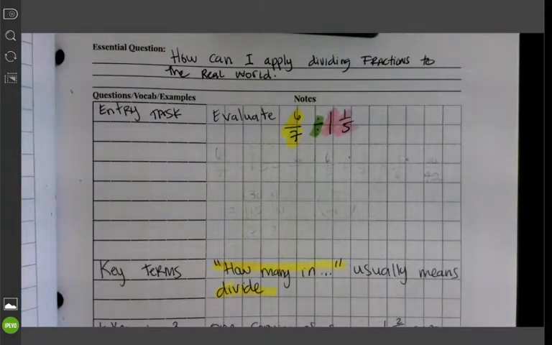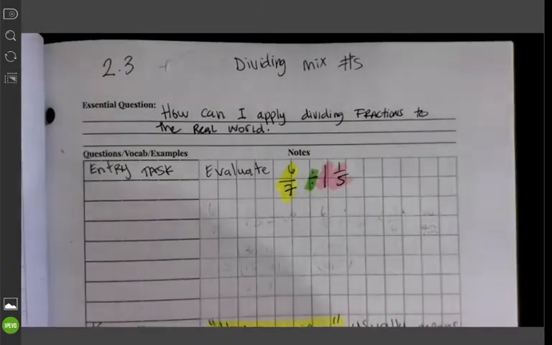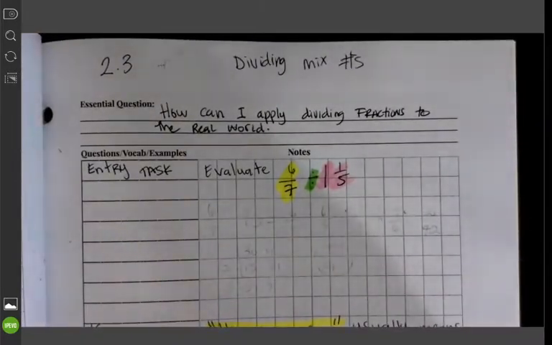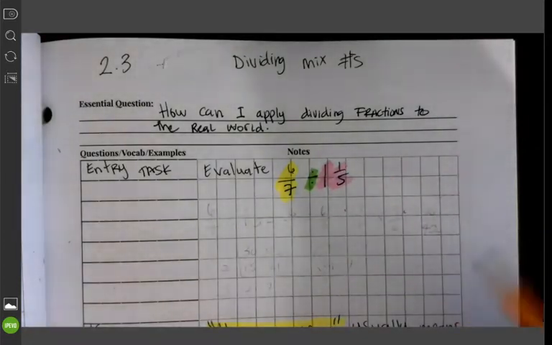Hello, this is the video recording for 2.3, dividing mixed numbers. Our essential question is, how can I apply dividing fractions to the real world? Alright, our entry task is 6/7 divided by 1 1/5.